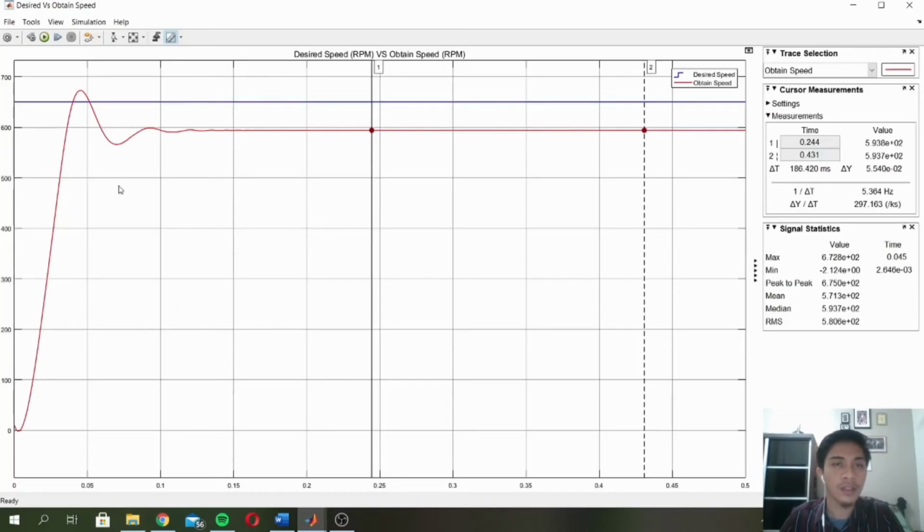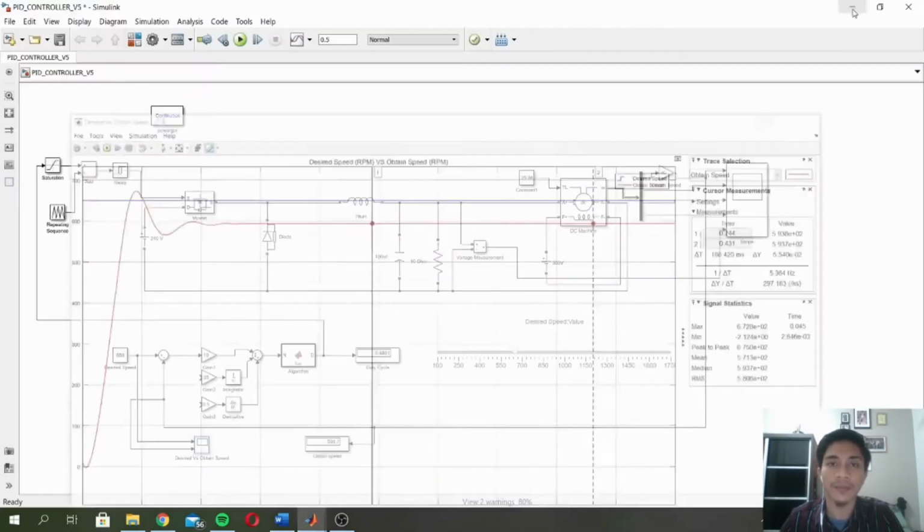Okay, this is our result after we change the value of P to 10. The obtained speed is 594 RPM, and our desired speed is 350 RPM, which is significantly increasing from the proportional value 1 after we change the proportional value to 10. So to increase the value closer to 350 RPM, we need to increase the value of P.